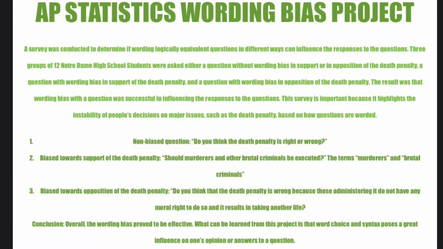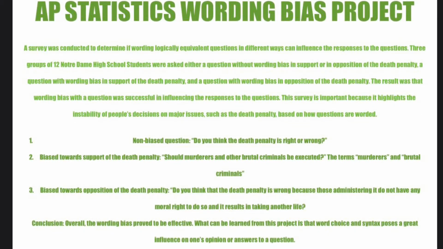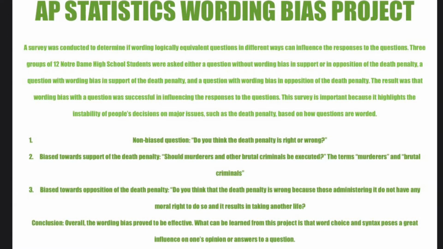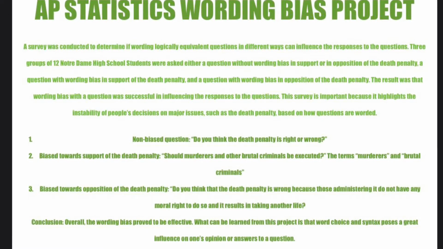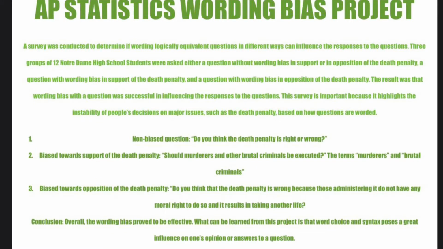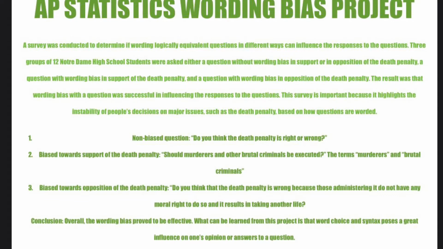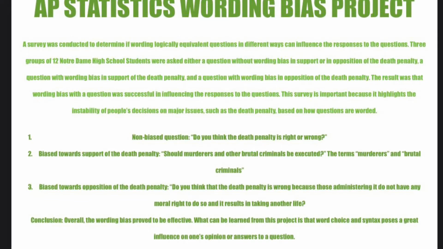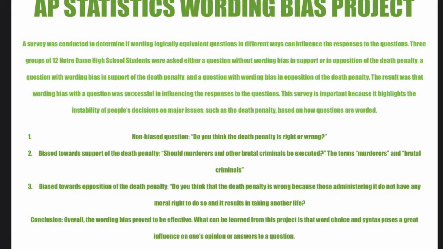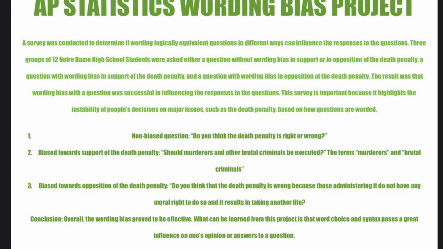We chose the topic of the death penalty because it's an openly controversial topic that provides easy means to produce wording bias. 3 types of questions were used. The first one containing no bias, and the others provoking responses either in support or in opposition of the death penalty. The question without wording bias, which is the control, was: do you think the death penalty is right or wrong? The question with wording bias in support of the death penalty is: should murderers and other brutal criminals be executed? The terms murderers and brutal criminals express a negative connotation, causing those being sampled to feel that the death penalty is a necessity.